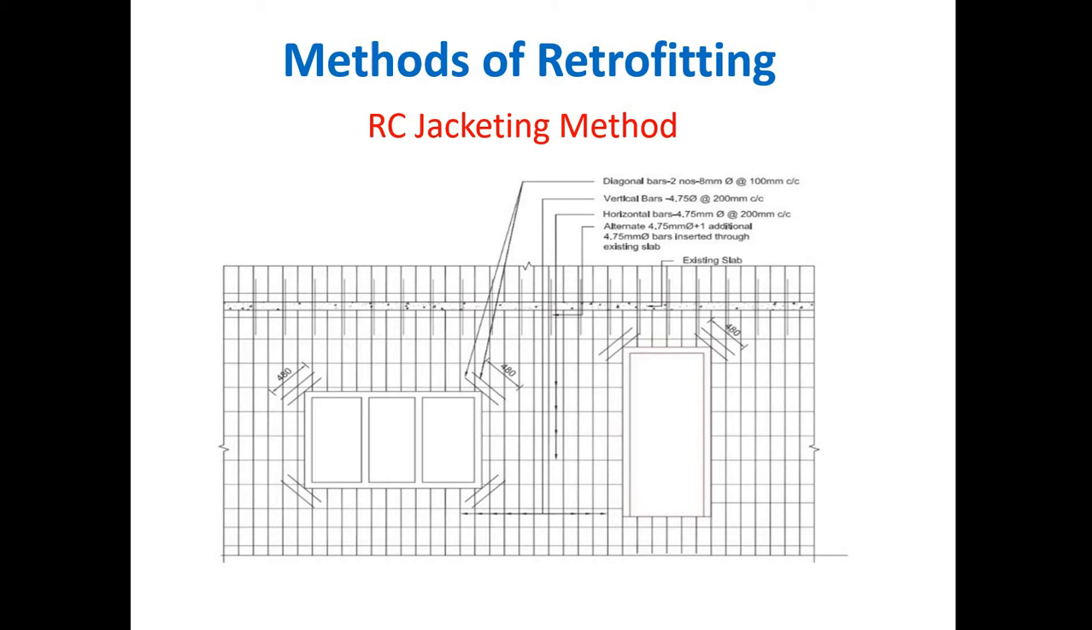In RC jacketing of walls, reinforcement is applied over the whole surface of the wall and they are covered by microconcrete. The approximate cost is about 13,000 Nepalese rupees per square meter. RC jacketing increases the width of the wall considerably.